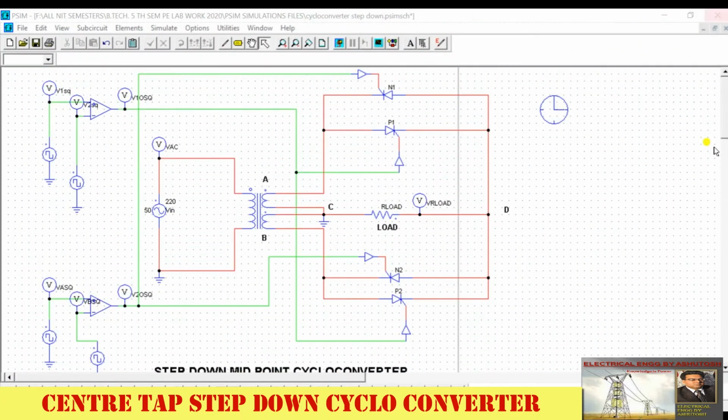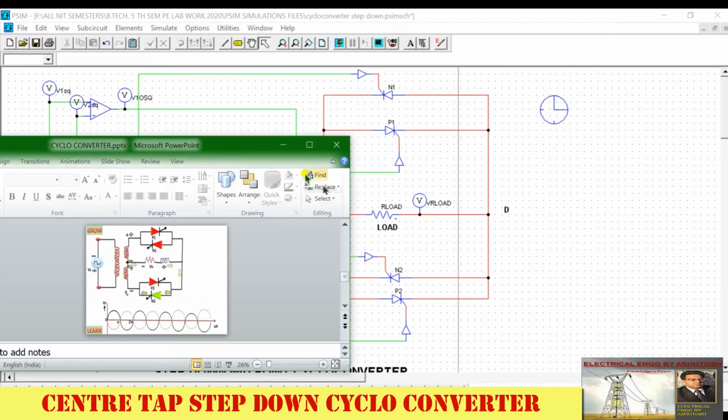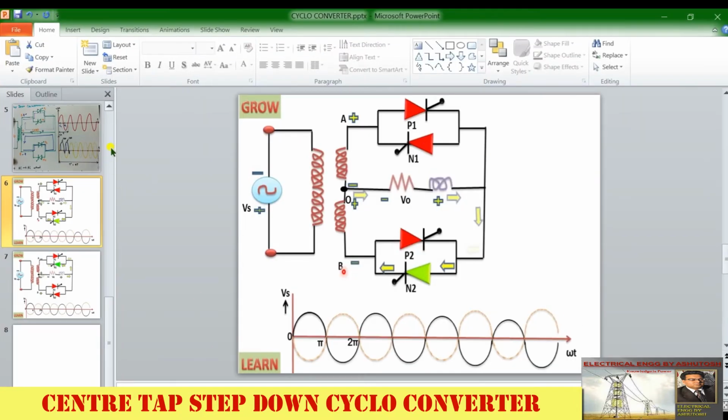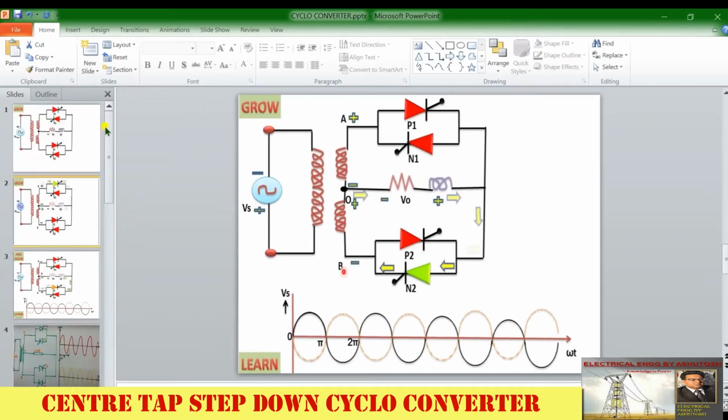Okay, now let's talk about the working, how it works. Okay, how this cyclo converter is working basically. So we can directly go to the PowerPoint presentation what I have prepared for you.